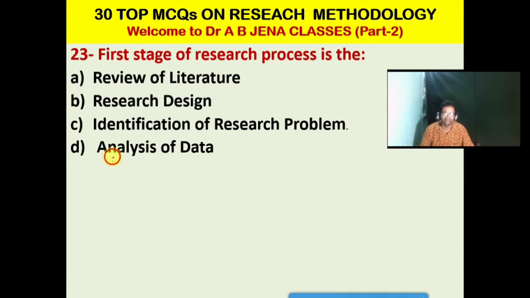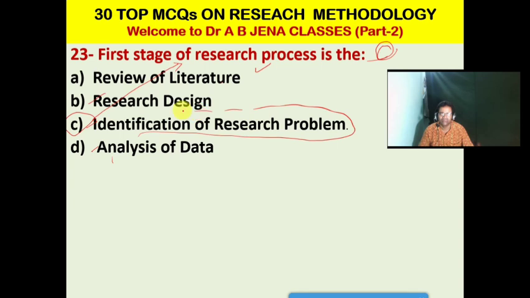So next one MCQ, the first stage of research process is what? A, it's a review of literature, B, it's a research design, C, it's an identification of research problem, D, it's an analysis of data. Friends, C is the right option for this MCQ. The first stage of research process is the identification of a research problem. So C is the right option.